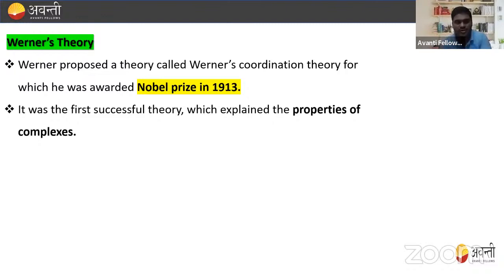So Werner proposed a theory called Werner's coordination theory, for which he was awarded the Nobel Prize in 1913. It was the first successful theory which explained the properties of the complexes. So what does Werner's theory state?